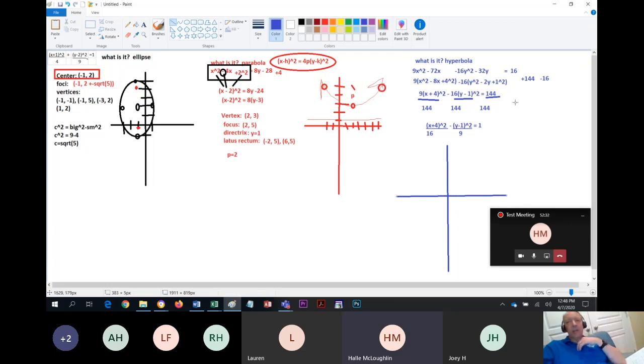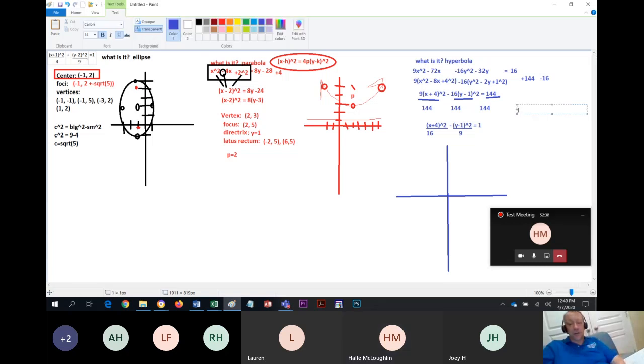Okay. Now let's start talking about where our center is. So the things we need to know for the hyperbola: the center, the vertices, the foci, and the asymptotes. The asymptotes are going to be a little bit tricky, but we can get it. The center is probably the easiest thing. Where's the center? -4, 1. Center is at -4, 1.